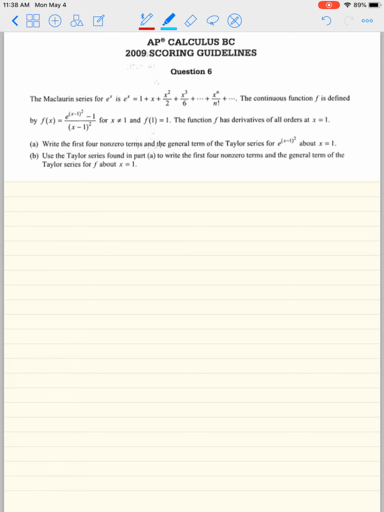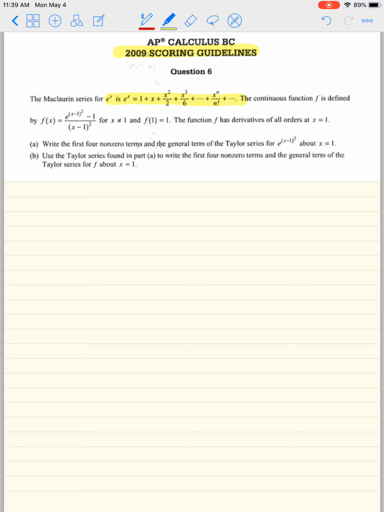We're going to try the 2009 question number 6. So, the Maclaurin series for e to the x is e to the x equals 1 plus x plus x squared over 2 factorial, plus x to the third over 3 factorial, which is 6, and so on. So we learned that in the last video. This is centered about x equals 0.